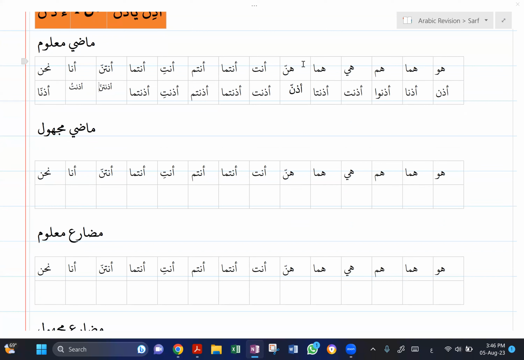You can do the majhul. Huwa udina, huma udina, hum udinu, hiya udinat, huma udinata, hunna udinna, anta udinta, antuma udintuma, antum udintum, anti udinti, antuma udintuma, antunna udintunna, ana udintu, nahnu udinna. Beautiful. Perfect. So that's basically it, because I can't type as fast as you can say it. So that's why I stopped typing, because I wanted to hear what you were going to say first.